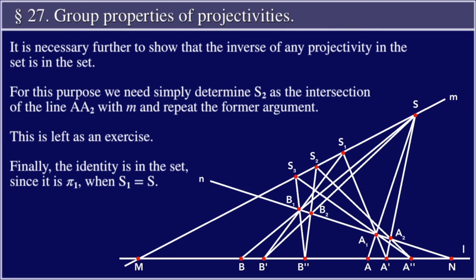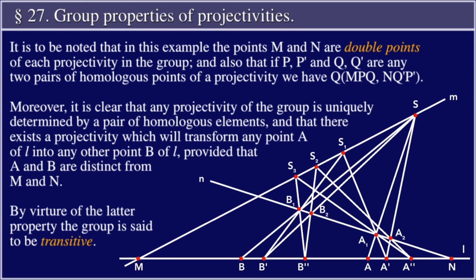Finally, the identity is in the set since it is pi sub 1 when S sub 1 is equal to S. It is to be noted that in this example the points M and N are double points of each projectivity in the group, and also that if P, P', and Q, Q' are any two pairs of homologous points of the projectivity, we have Q of MPQ, and Q', P'.